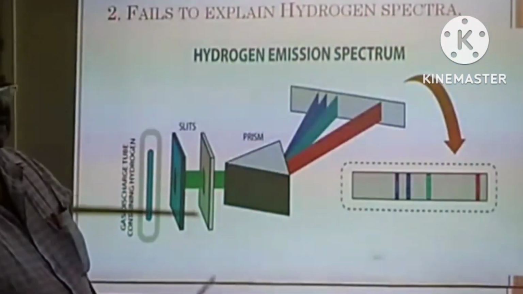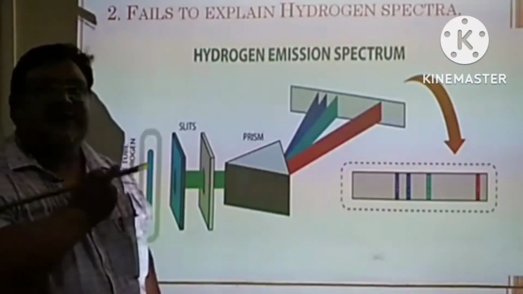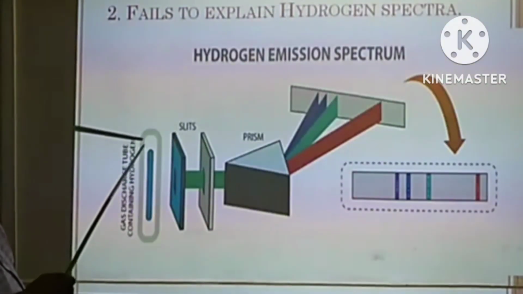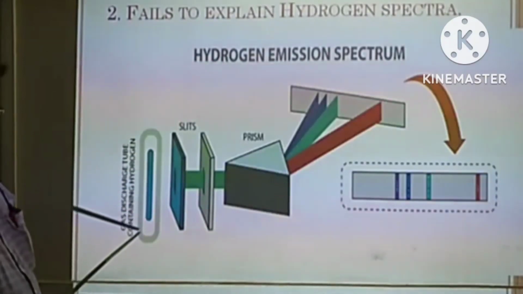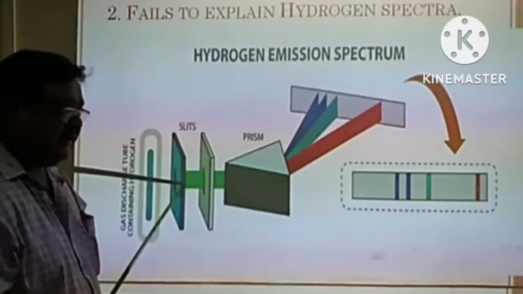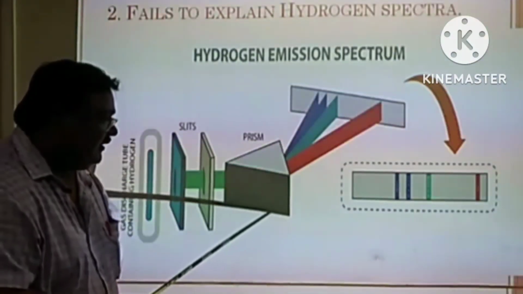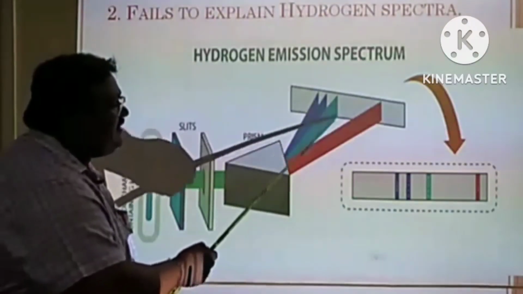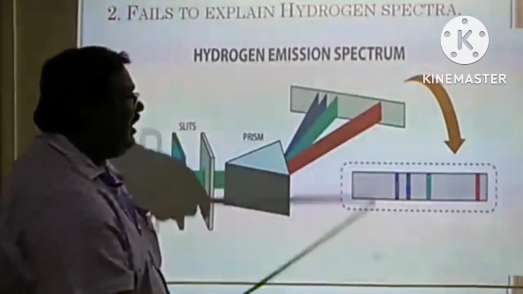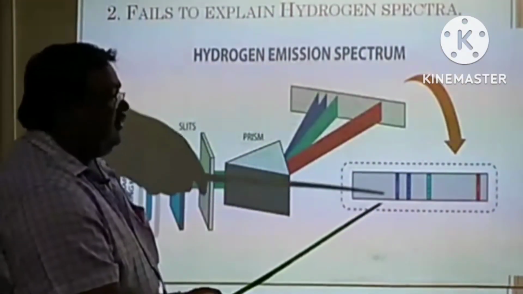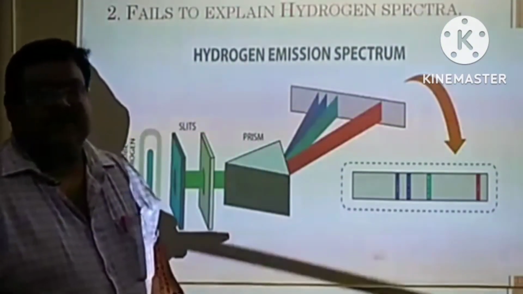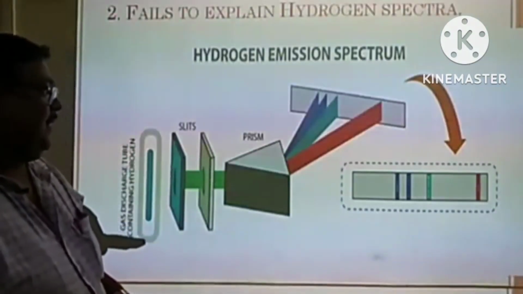Another failure of Rutherford's atomic model is that it fails to explain the hydrogen spectra. When electrical energy is passed through a steel tube containing hydrogen gas, and the radiation emitted is analyzed with the help of a spectrophotometer, then 6 different series of colors are obtained. These 6 different series of colors are called the hydrogen spectrum. They are named the Lyman series, Balmer, Paschen, Brackett, Pfund, and Humphreys series.